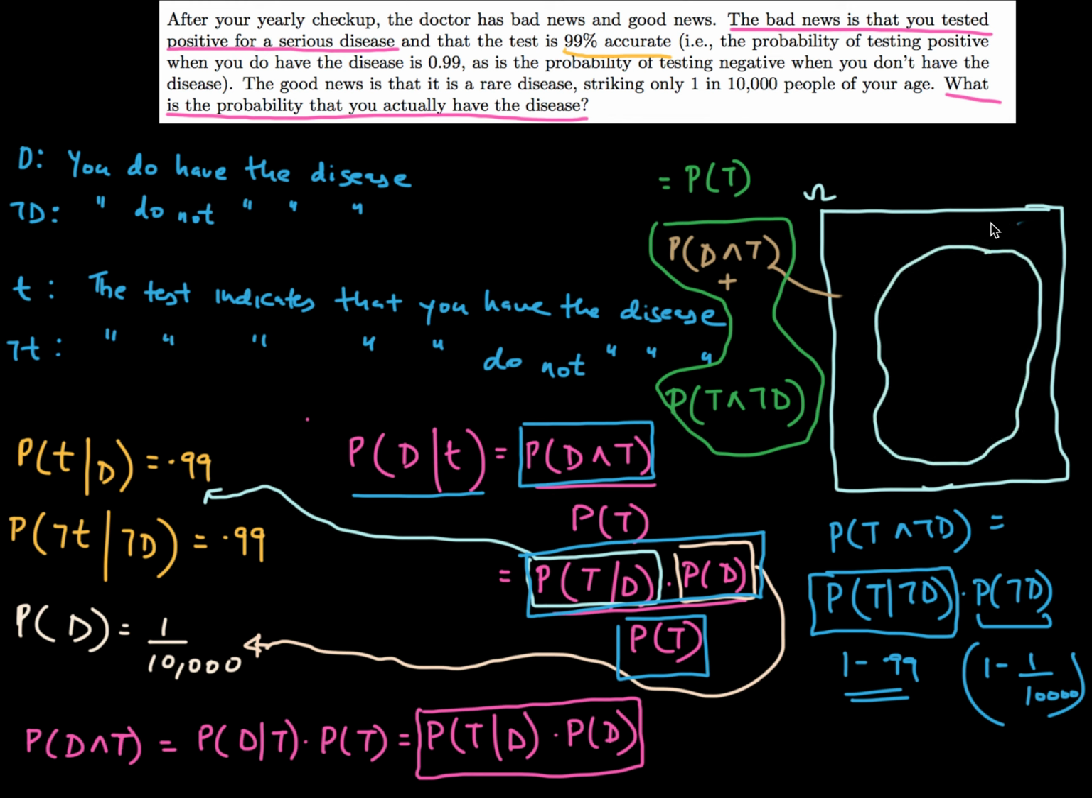So let's say this is my set T, which is for all those people for whom a test has indicated positive. So this is T. Okay. So keep in mind again here, this is just T by itself.